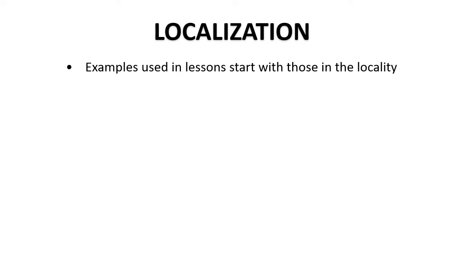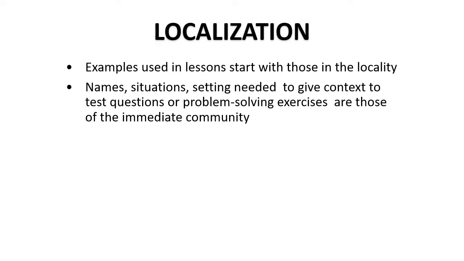So when we give examples on localization, when do we localize? Examples, we use lessons that start with those in the locality. What are these examples that we could use in the lesson that are found in our locality? These are the names, the situations, the settings needed to give context to test questions or problem solving exercises, those of the immediate community. So instead of using examples in the lesson like apple that is not common to our children because they don't have apple in their area, why not use bananas and other available materials that they can find in the locality.